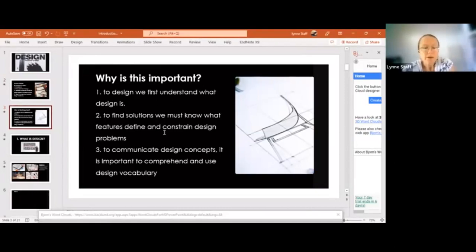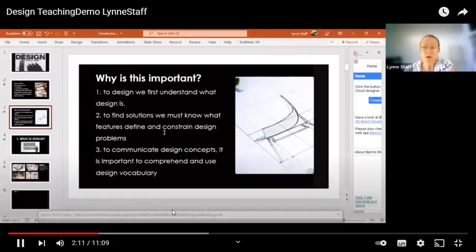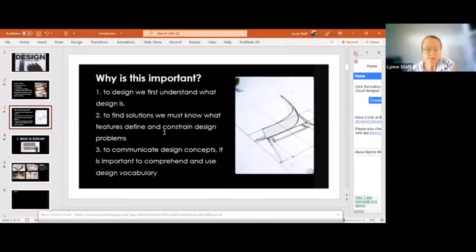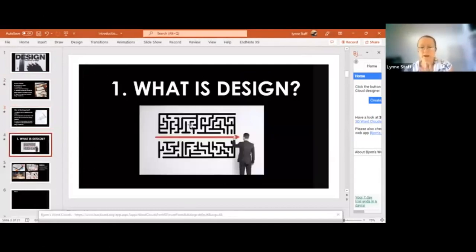And then thirdly, in order to communicate design concepts, it's important to comprehend and use design vocabulary. So in today's lesson, we are going to start the glossary of design terms, and we will add to that as the unit goes on. Okay, let's jump straight in to discovering what is design.